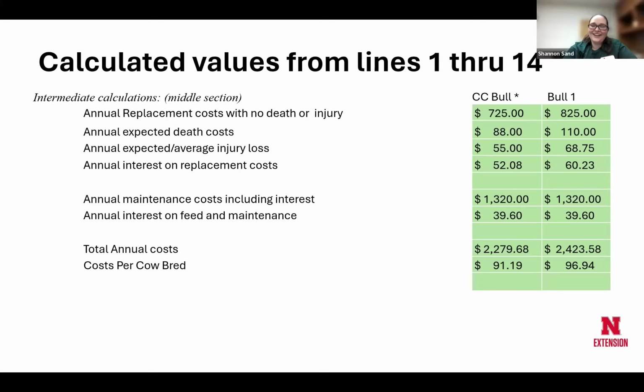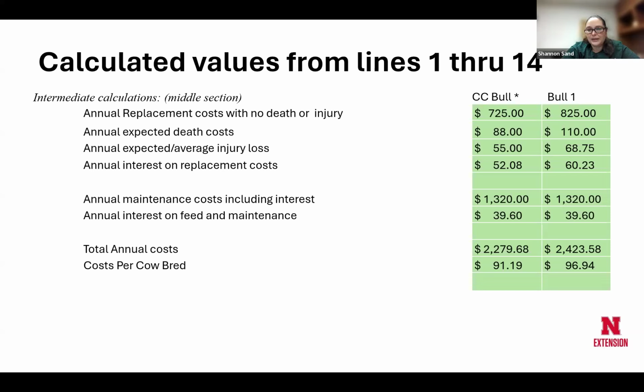Are you sure? No, so it's just the annual replacement cost with no death or injury. So again, if you had to replace it, how much is that going to cost? These are just the calculations based off of those earlier inputs from 1 through 14. They're the intermediate calculations that go into feeding the ones that we look at later on, which honestly I think are the most important ones to focus on.